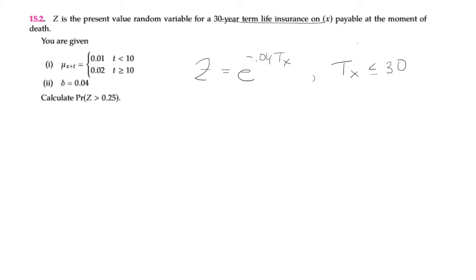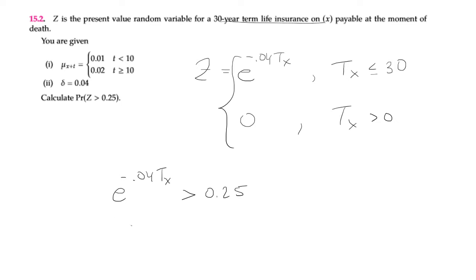Okay, so because this is a 30-year term, it'll only pay out if the person dies within the 30 years. And it's going to be 0 otherwise. So now we want to see when is e to the negative 0.04 times T_x greater than 0.25.